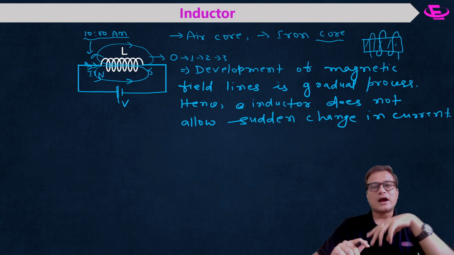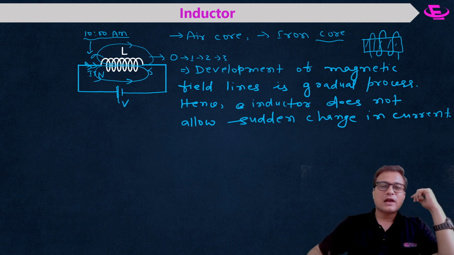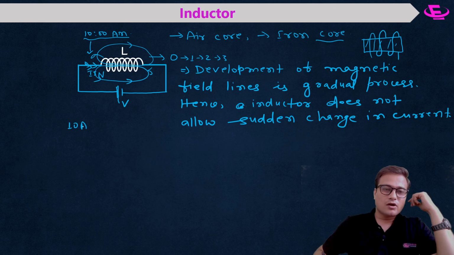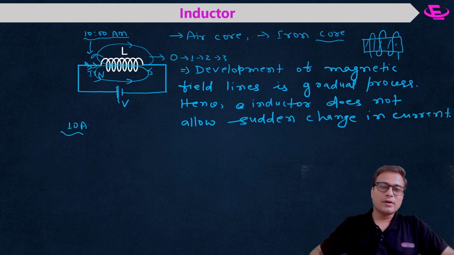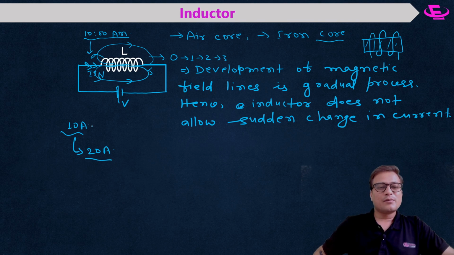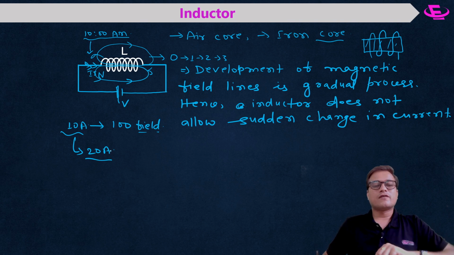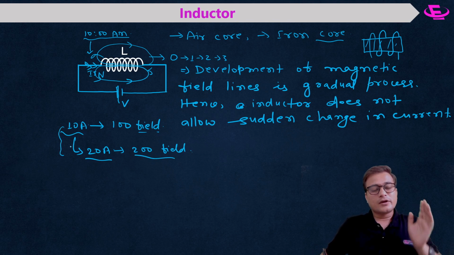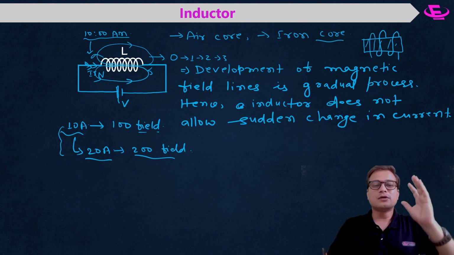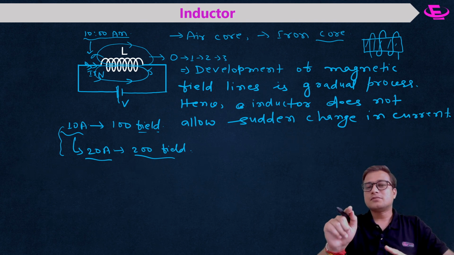Now what kind of question will come into your mind? You will ask, sir, suppose the inductor is carrying a current of 10 ampere. Tell me what will happen if we try to change the current to 20 ampere. Suppose for 10 ampere of current it has 100 field lines. Now for 20 ampere of current, it should have 200 field lines. So if you try to change the current from 10 to 20 ampere by changing the magnitude of the battery, this inductor will not accept a sudden change in current.